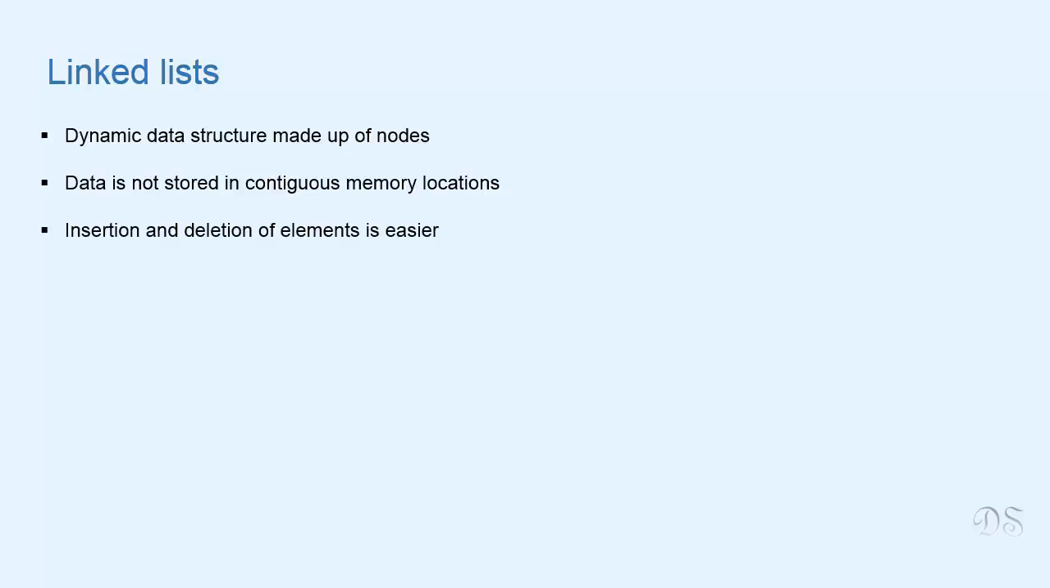When compared to arrays, insertion and deletion of elements is easier in linked lists, as there is no need to reallocate or reorganize the whole list structure. In arrays, insertion and deletion involves shifting of elements, while in linked lists, there is no physical movement of data while inserting or deleting elements. We can use linked lists to implement abstract data types like lists, stacks, or queues.